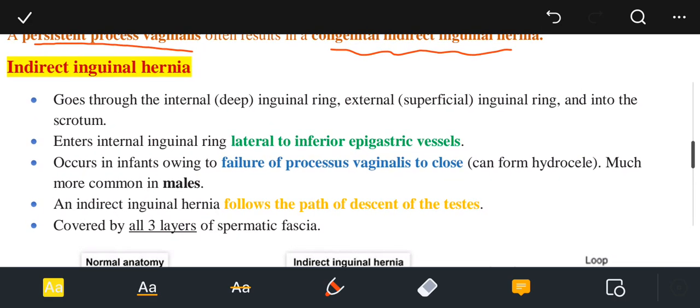Indirect inguinal hernia goes through the internal inguinal ring. Remember, the indirect inguinal hernia is for the internal or deep inguinal ring. Both the internal and external inguinal rings are traversed by the indirect inguinal hernia, and it goes into the scrotum. It enters the internal inguinal ring lateral to the inferior epigastric vessels.